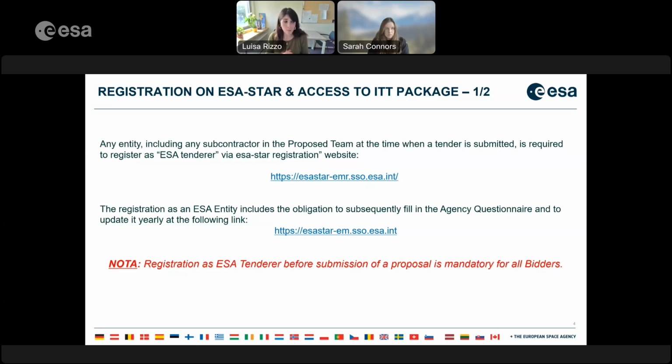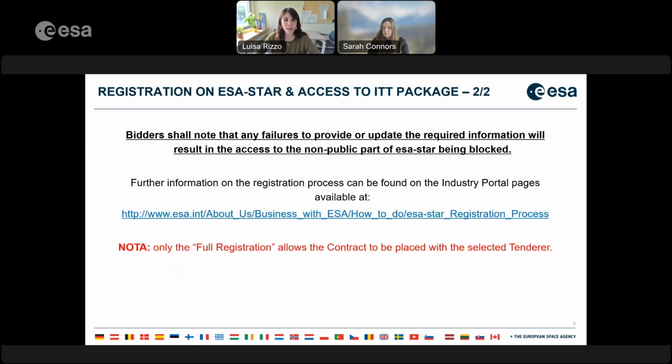Otherwise, we may have some problems, because according to the ITT package and the information duly published on ESA Star, we cannot help you on the very last day. So if your request is made in the last 24 hours prior to the ITT closure, we cannot help you in any case. So it's better, when you start drafting the proposal, to also verify the status of registration on ESA Star.